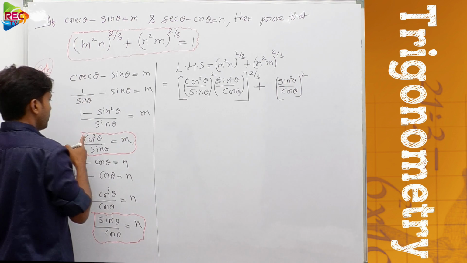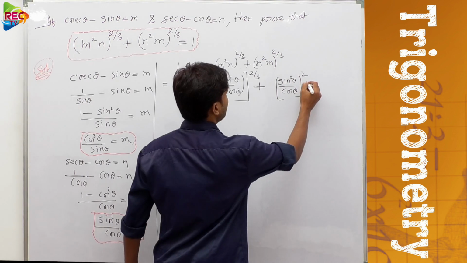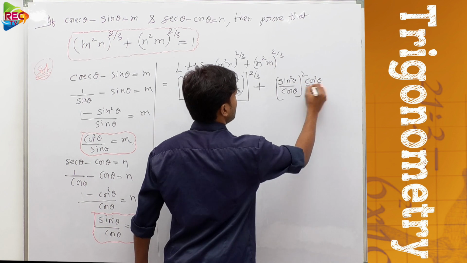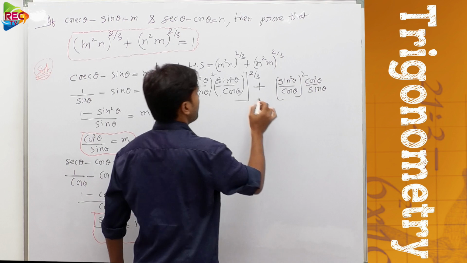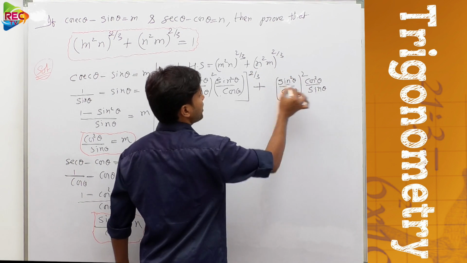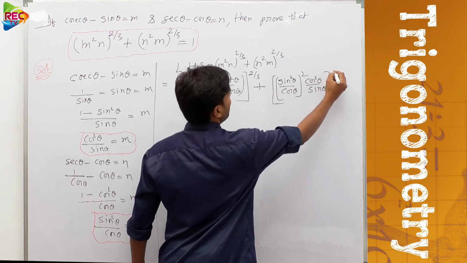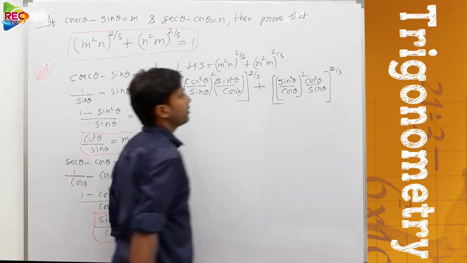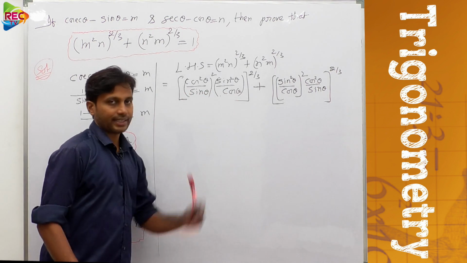m value into m. What is m? Cos square theta by sin theta. Cos square theta by sin theta. Okay. Now n square m value is this one, to this, how much? Whole to the power of 2 by 3. Okay. Now let us simplify each and every bracket.